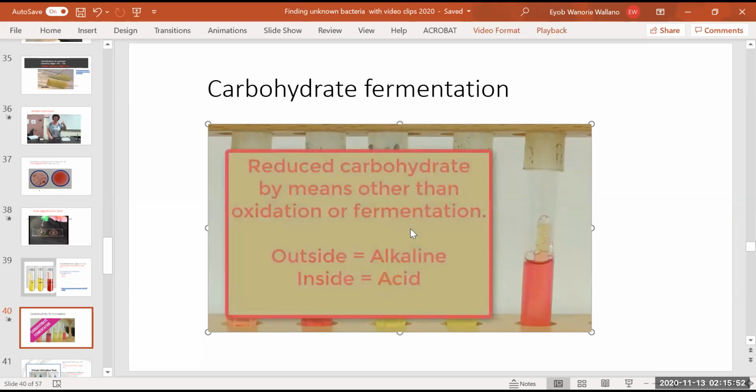This means that the bacteria have other than oxidative or fermentative means of reducing carbohydrate, and so the outside of the tube would be alkaline while the inside of the tube would produce acid.